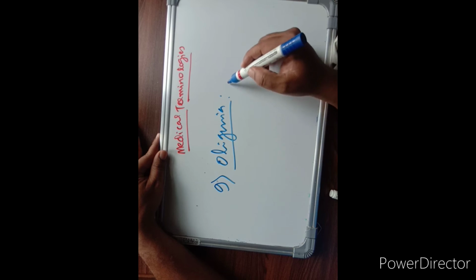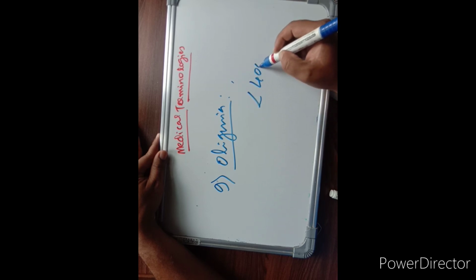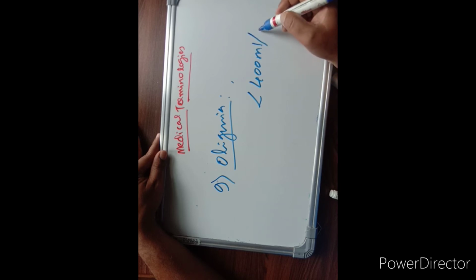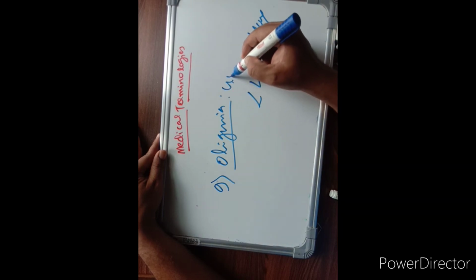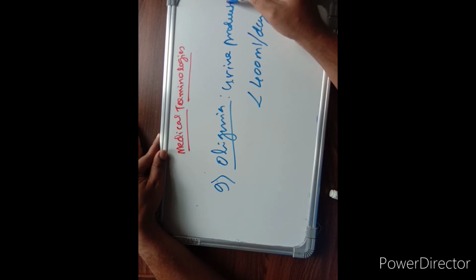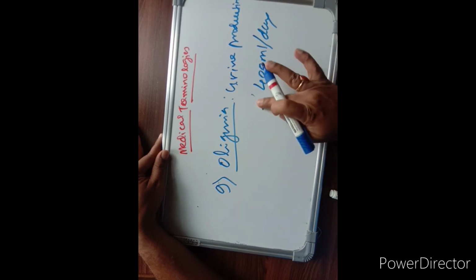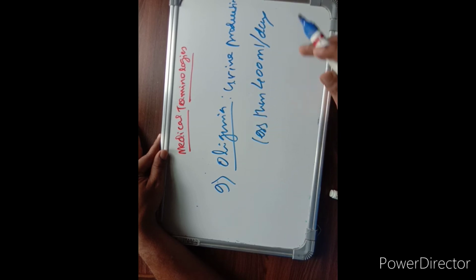Next one is oliguria. Oliguria is nothing but urine production decreasing to less than 400 ml per day. So when urine production decreases to less than 400 ml per day, that indicates oliguria. Normally the patient urinates 1.5 liter to 1.75 liter per day.